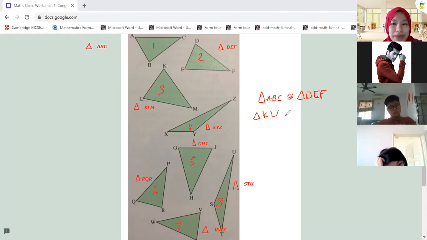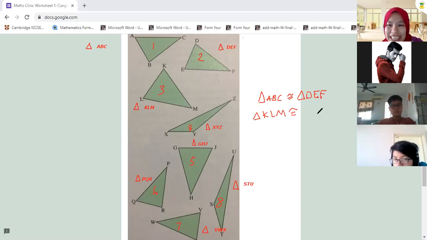Okay, triangle KLM. Can someone tell me what is the congruent shape for KLM? Why is it the same? Oh, it looks the same. Actually, it's not the same. It is the same shape and same size, but all look similar, is it? You have to be very attentive. Look at KLM. KLM is bigger than ABC, am I right? Okay, KLM, what do you think it is?